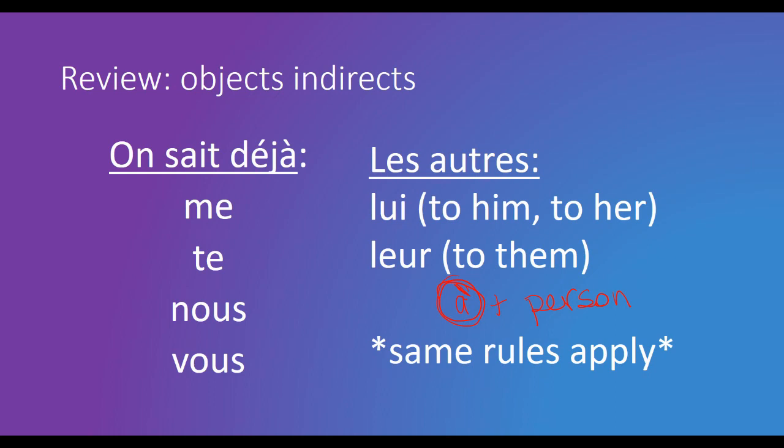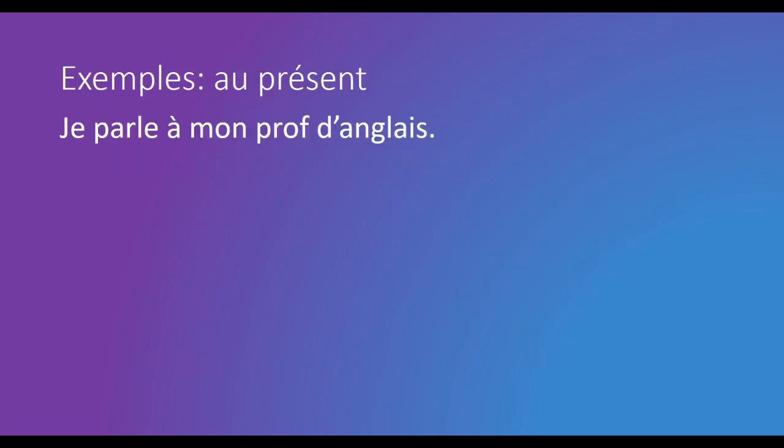Okay, now, as I said here, the same rules apply. It goes before the conjugated verb, unless there's an infinitive, then it goes before the infinitive. Okay, nothing you haven't heard before. So let's take a look at some of these examples. And I am going to be writing on these because I'm trying to get you in the habit of underlining and writing and replacing. So when it gets more complicated, we're able to keep them all straight. Okay, so au présent.